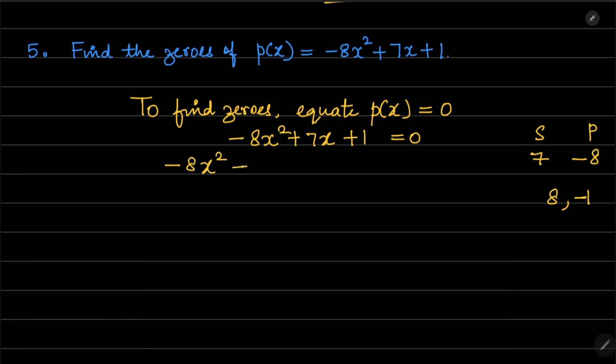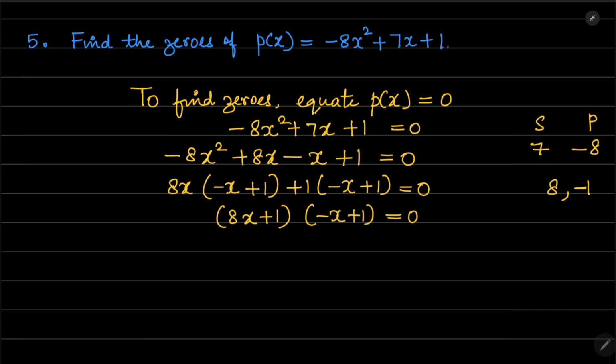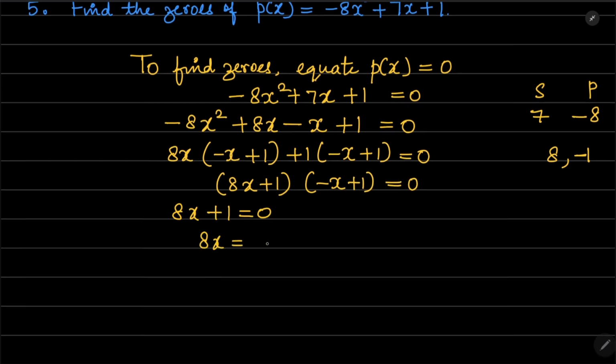Minus 8x square plus 8x minus x plus 1 equal to 0. Take 8x common out. You'll have minus x plus 1. Again plus 1 common out. Minus x plus 1 equal to 0. So what do you get? 8x plus 1 multiplied by minus x plus 1 equal to 0. So 8x equal to minus 1. X is equal to minus 1 by 8. This is one of the zeros.